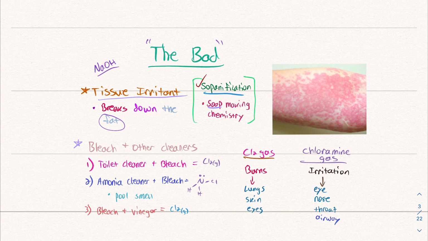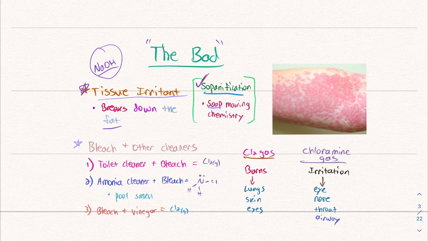So bleach has a molecule called sodium hydroxide. Now, sodium hydroxide is a tissue irritant. But what does that mean? What happens is that when sodium hydroxide comes in contact with skin, it breaks down the structure of the fat that our skin is made of. And this process is called saponification.